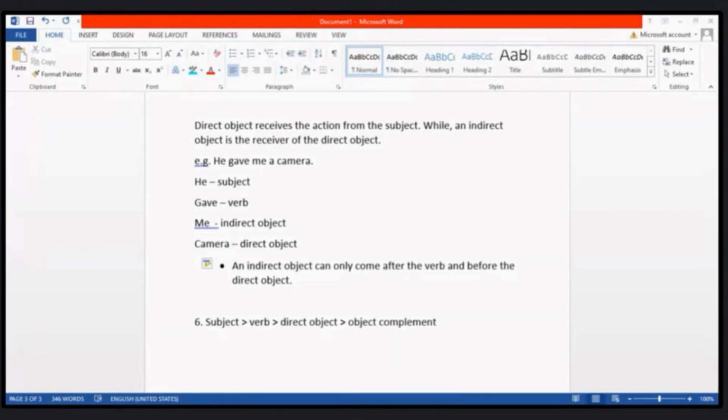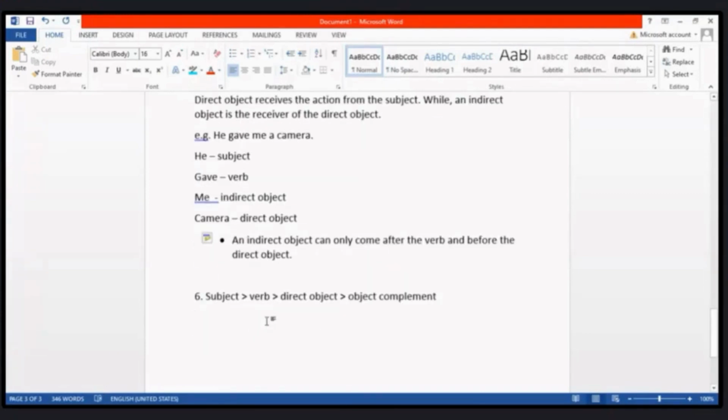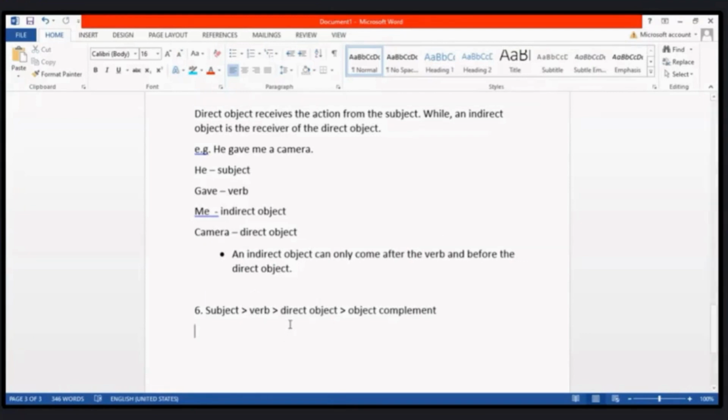Now in number 6, as you can see here, this is the structure: subject plus verb plus direct object and object complement. As I've explained to you before in this class, a complement describes basically what something is doing. So in this case, the object complement will describe the direct object.